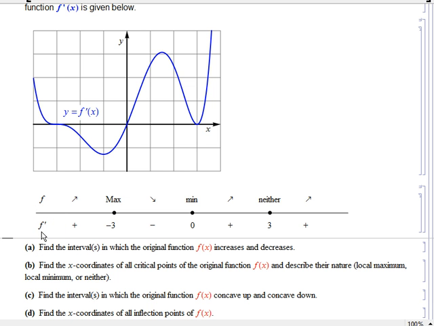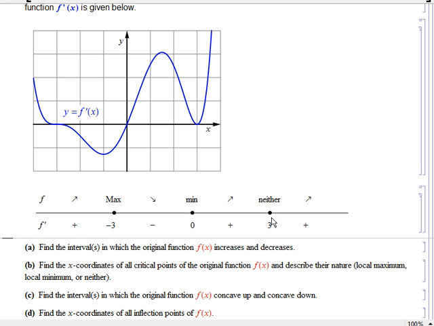Let's find out the critical points where the derivative hits 0. At x equal to -3 right here, the derivative function hits 0. The y-coordinate becomes 0 right here. At x equal to 0, the derivative function hits 0. And at x equal to 3, the derivative function hits 0. Those 3 points are highlighted in this number line.